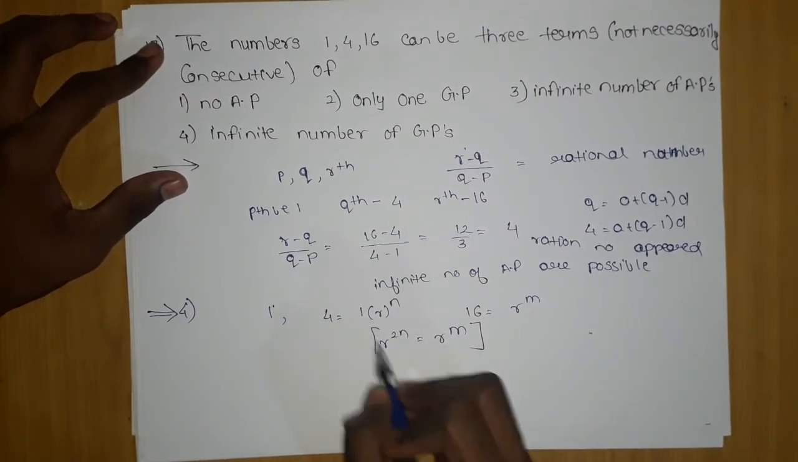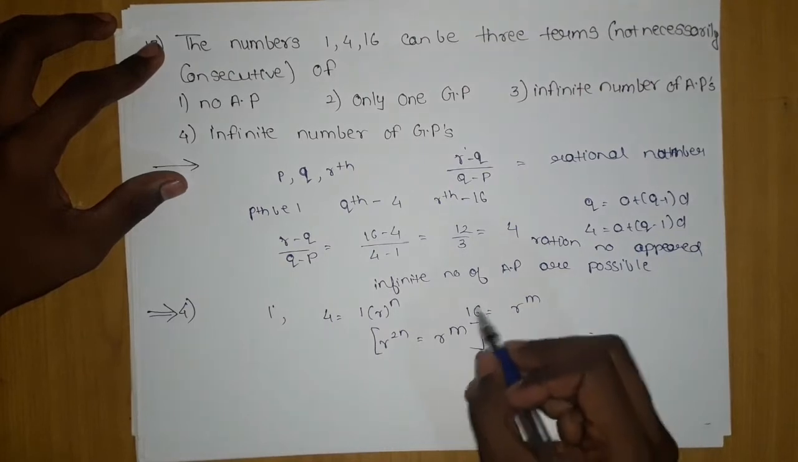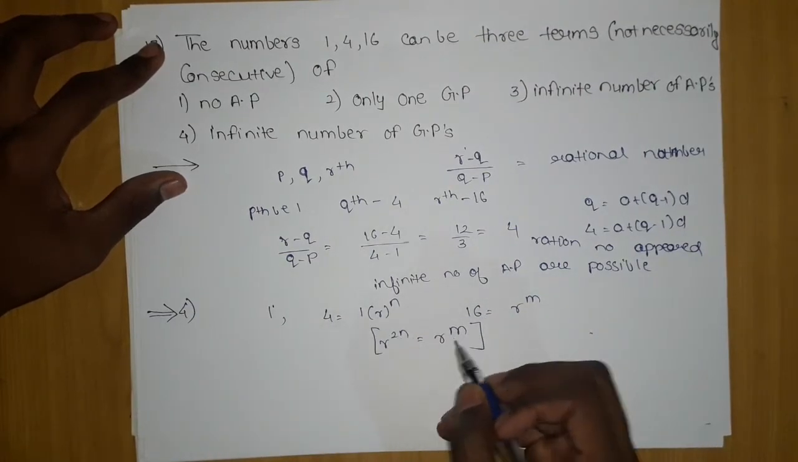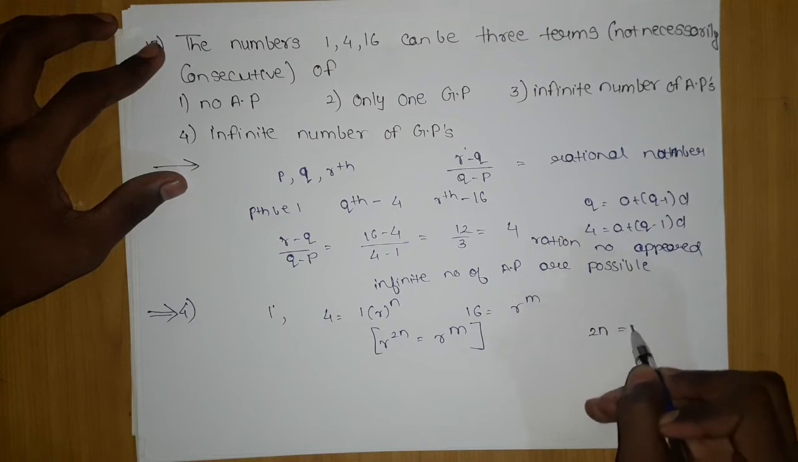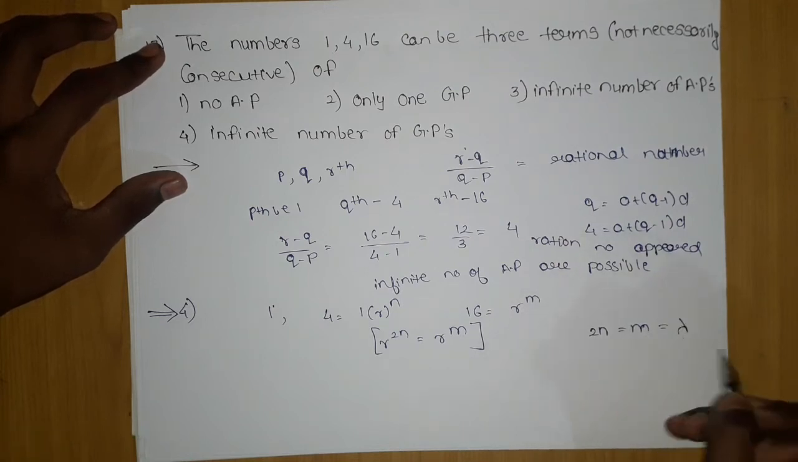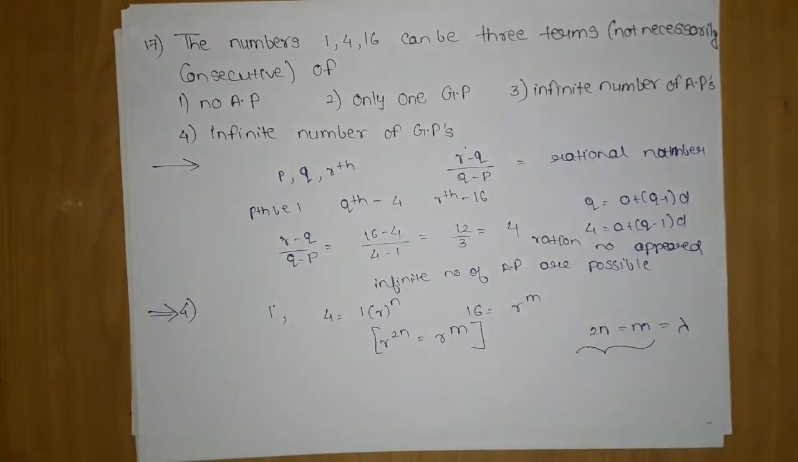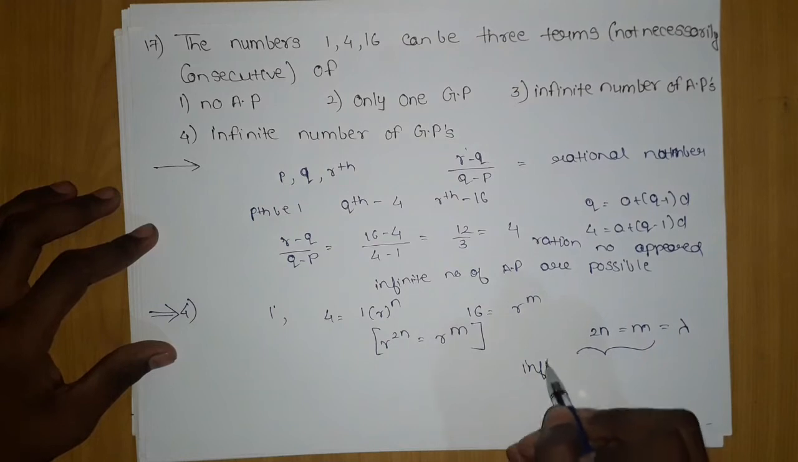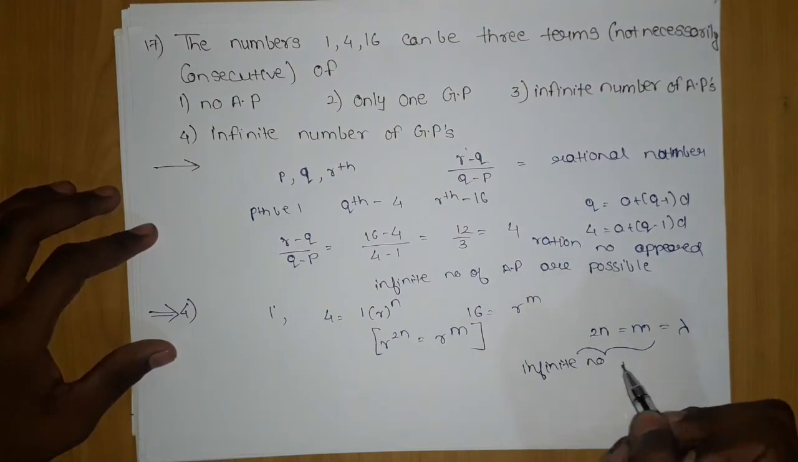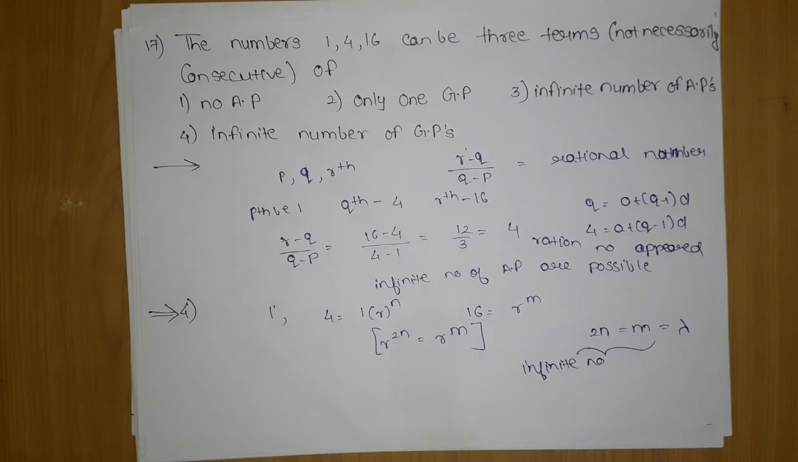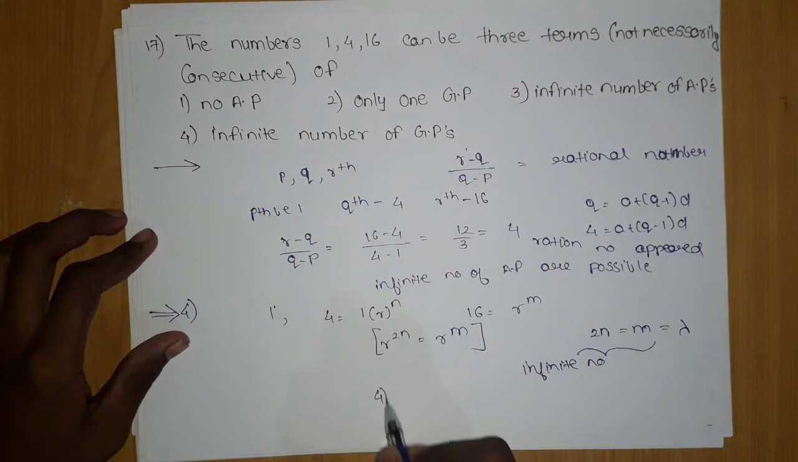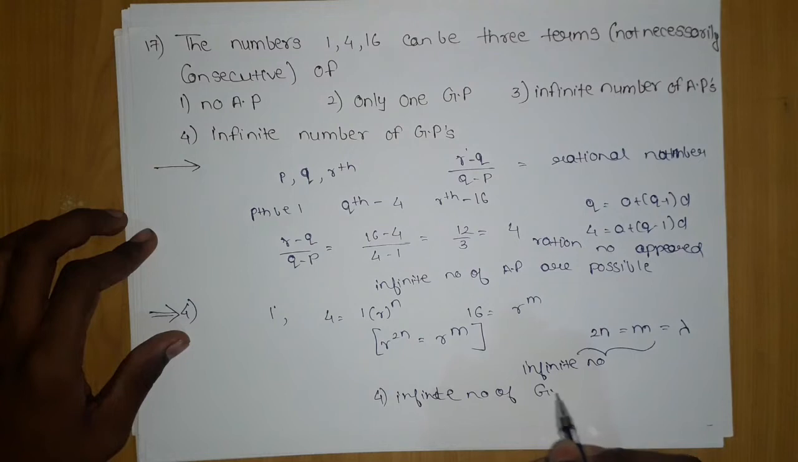Don't you agree about this? If I square this, I will get 16, which means this square will be equal to this, and comparing, m should be equal to 2n, or some constant, it doesn't matter. How many numbers can satisfy this condition? There are many numbers, infinite numbers, which can satisfy the condition. If there was only one condition, then only one GP would have been possible. We will see this type of problem also, but here many values of n are possible, so an infinite number of GPs are possible.